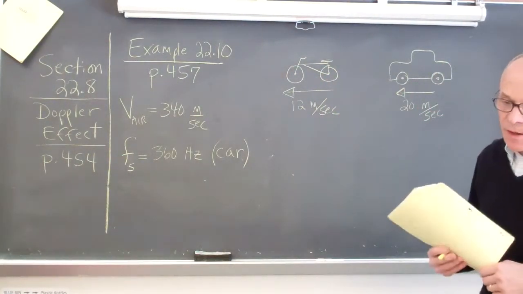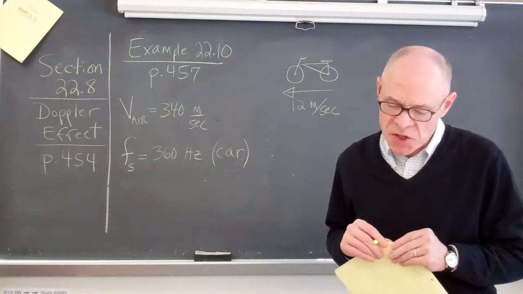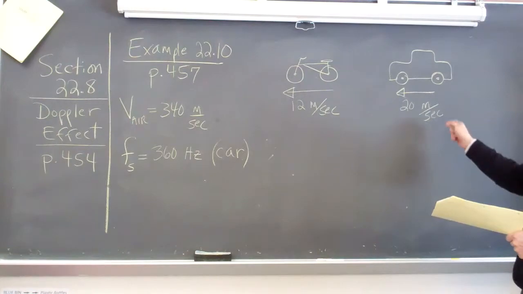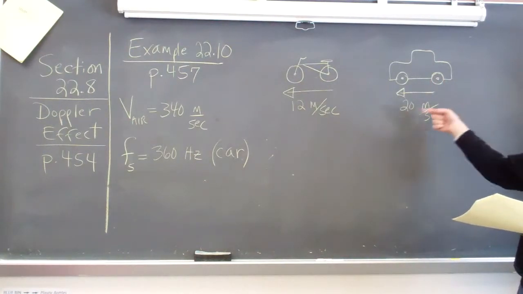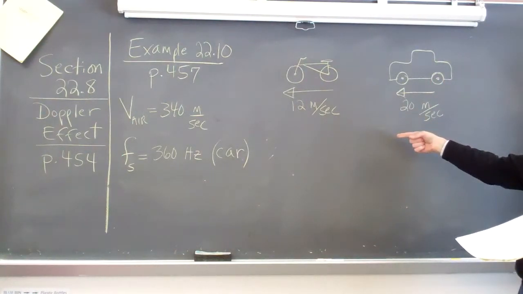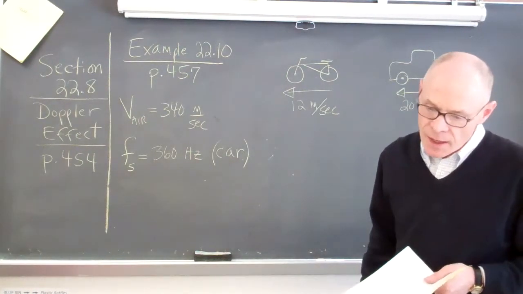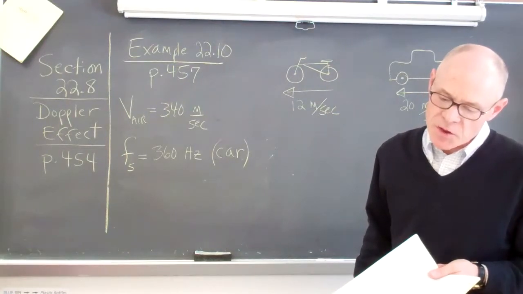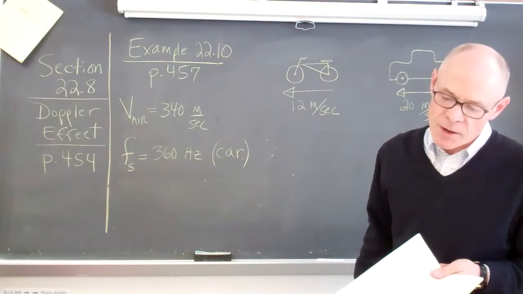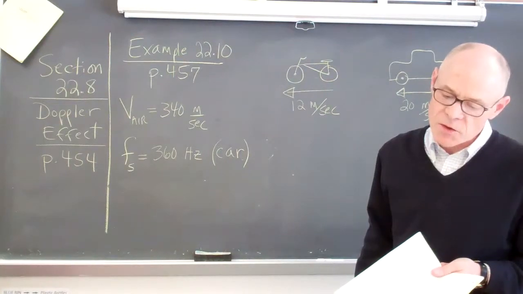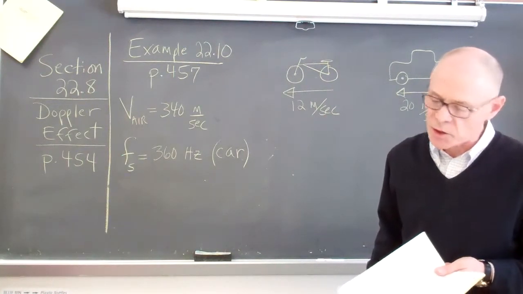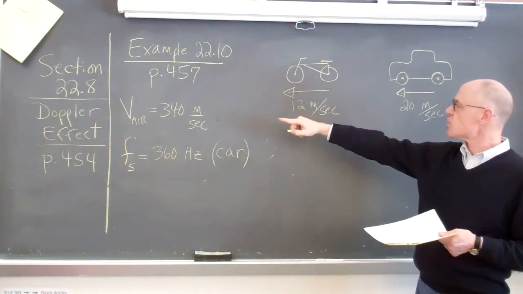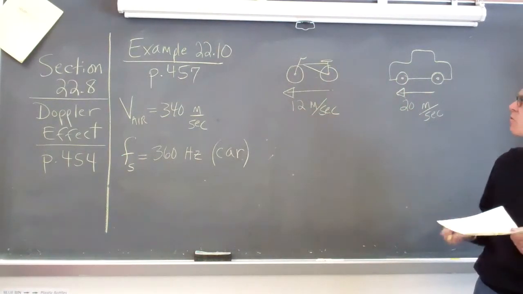Now, this one really requires a sketch to understand what's going on. So you're given that there's a car that's traveling to the left at 20 meters per second. And it's blowing its horn at 360 hertz. And then there's a person in front of the car riding a bicycle who is riding to the left at 12 meters per second. So you have this bicycle in front of the car traveling in the same direction as the car, at 12 meters per second.